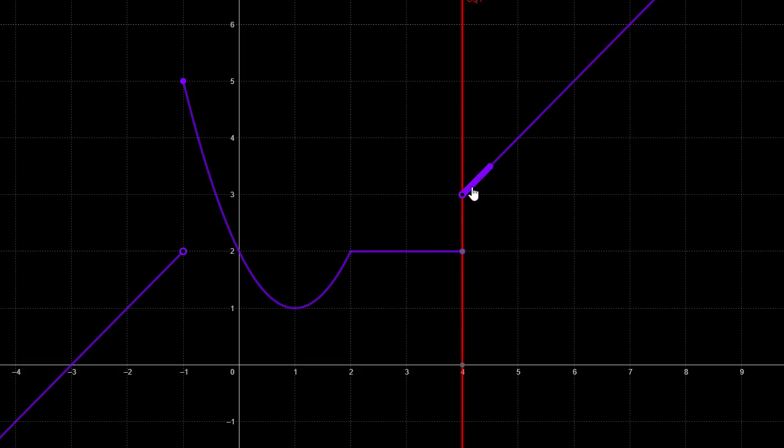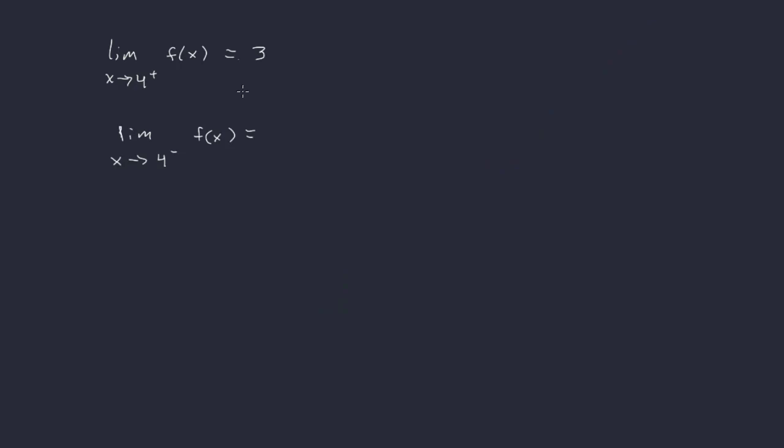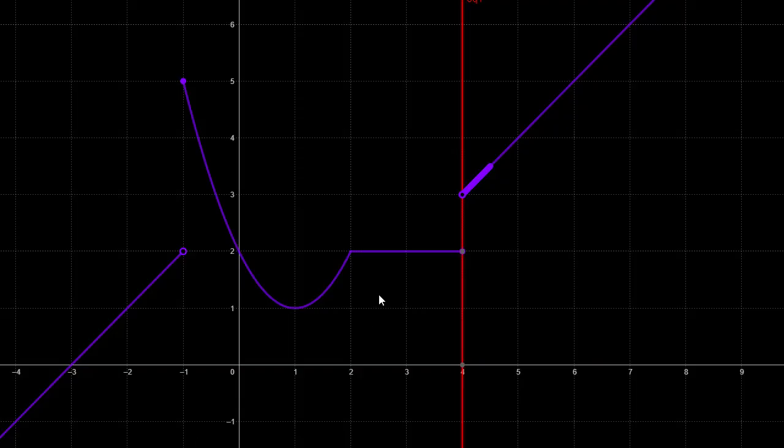Okay, if that doesn't help, I started plotting a bunch of points from 4.5 down to 4, and we can see as we go from right to left towards 4, it approaches 3. Which we've now written here: the limit as x goes to 4 from the right of f of x equals 3. And now we're going to look at from the left. If we look at it from the left, on the left side of this line, we see we're approaching the y value of 2.